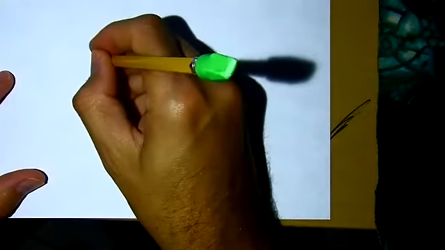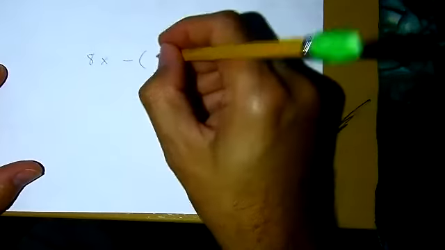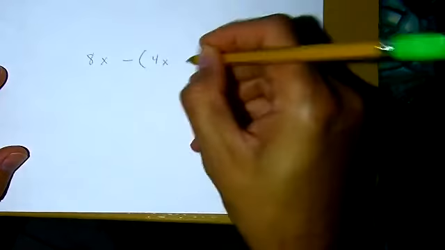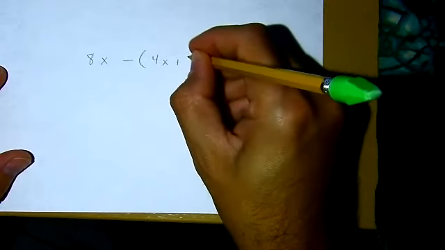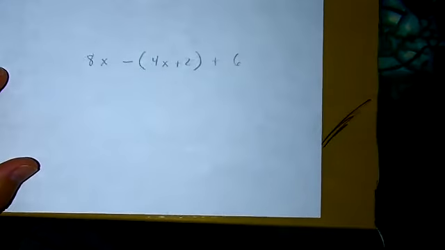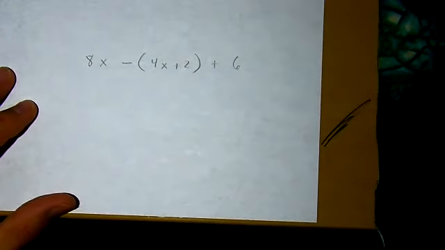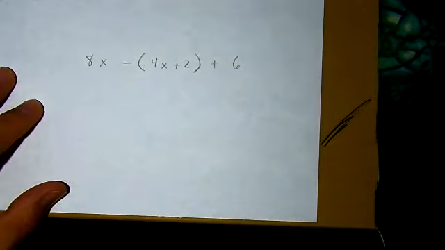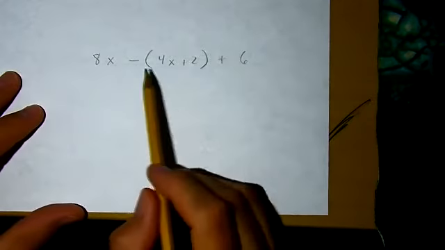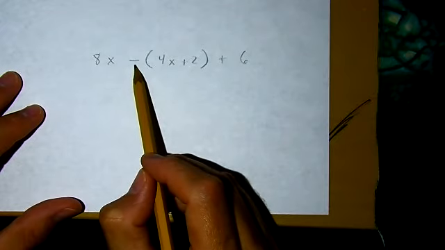Let's do one more of those. Now sometimes you just get a minus and then a parentheses like that. I'm going to show you how to do that. So it looks like you can just drop the parentheses and then just subtract the 4x from 8x, but you can't, because the reason those are in parentheses is that minus has to get applied to everything.